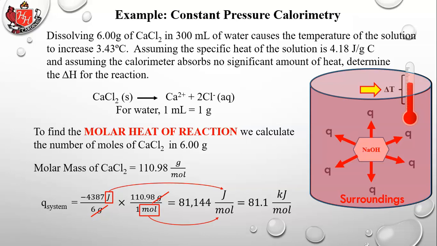Or oftentimes it's expressed in kilojoules. I didn't do the conversion here on screen, but you divide 81,144 by 1,000 joules per kilojoule, and what you get is 81.1. You just move the decimal over 3 places if you like to think of it that way. So that's how you determine how much energy you can get out of CaCl2 dissolving in water.